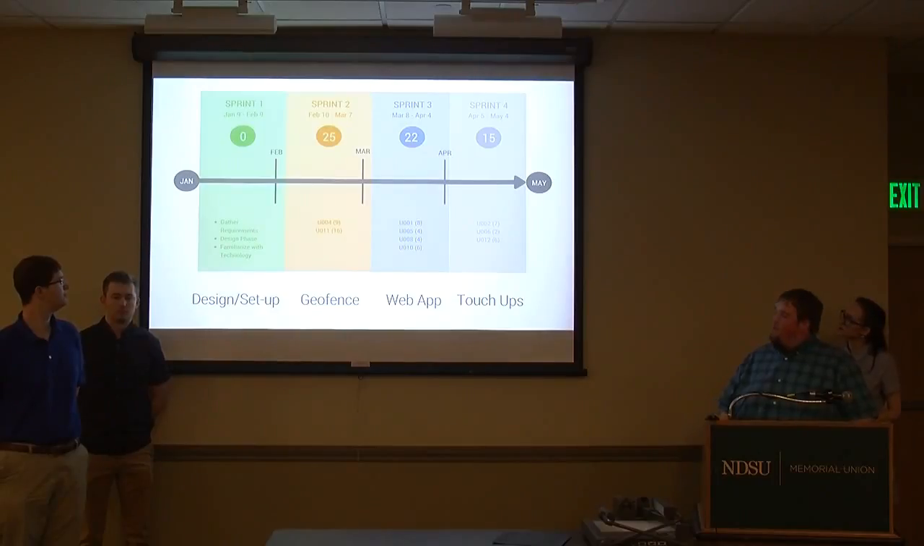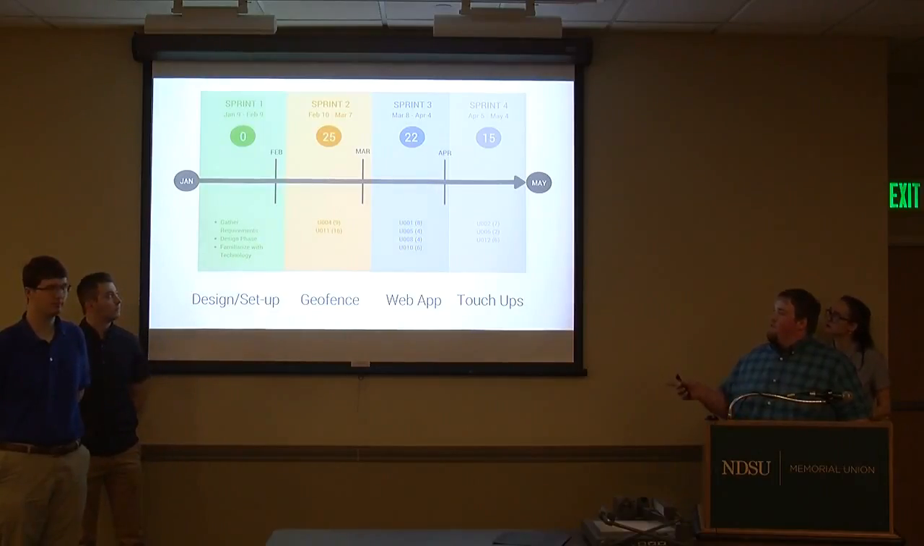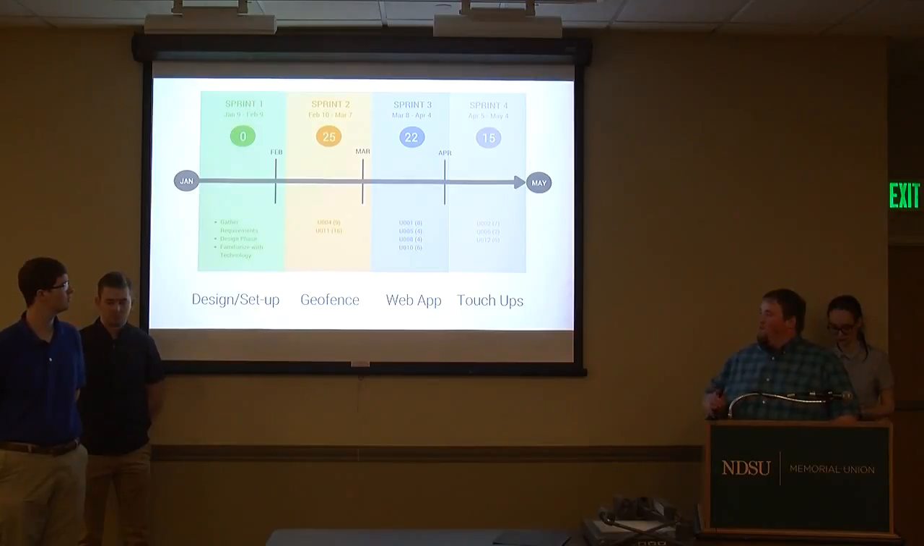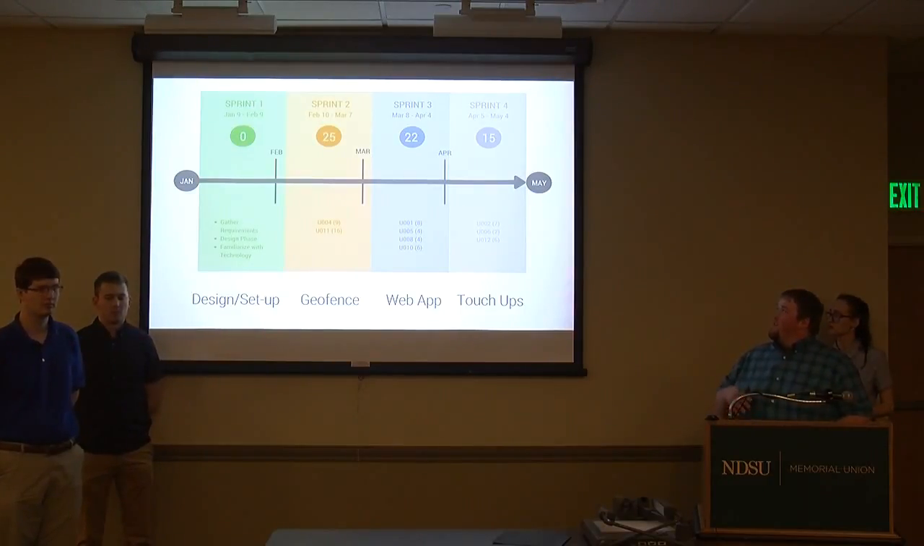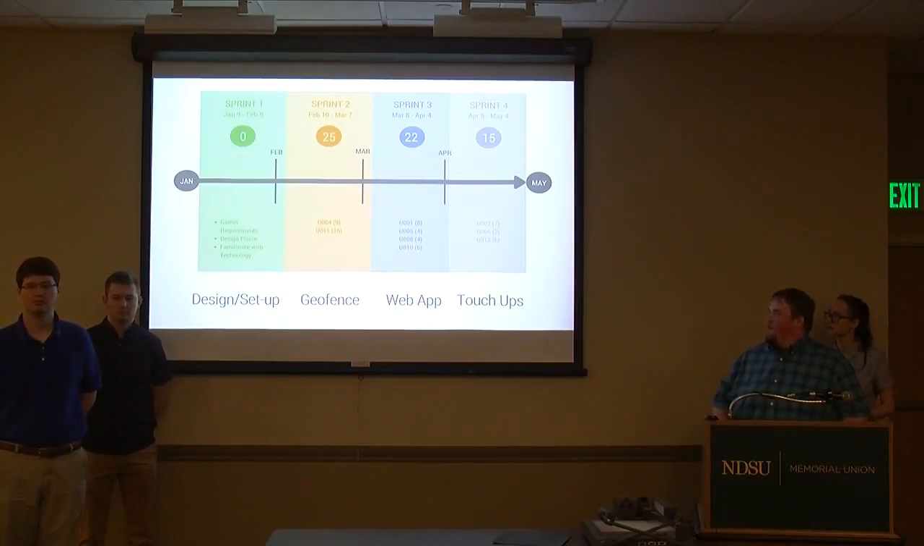So here's our initial layout of the 4 sprints we're going to do. The first one we wanted to be a design/setup phase, so we weren't going to be working on anything yet. The second sprint we wanted to focus mainly on geofences, getting that up and running. The third one we wanted to focus on the web application, so everything on the website. And then the last sprint we wanted to do touch-ups, cleaning everything up, making it look better.